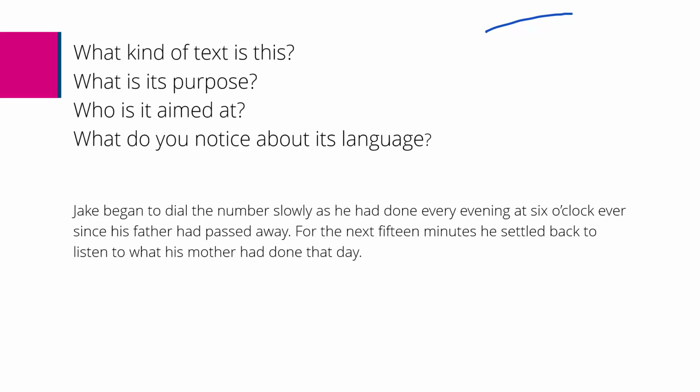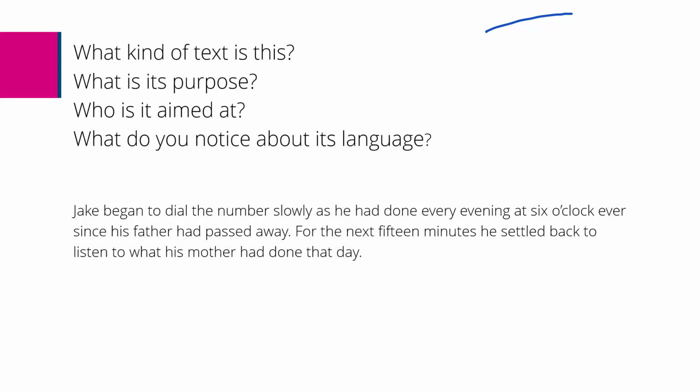So this is from a Jeffrey Archer book called Something for Nothing. Jake began to dial the numbers slowly, as he had done every evening at 6 o'clock ever since his father had passed away. For the next 15 minutes, he settled back to listen to what his mother had done that day.